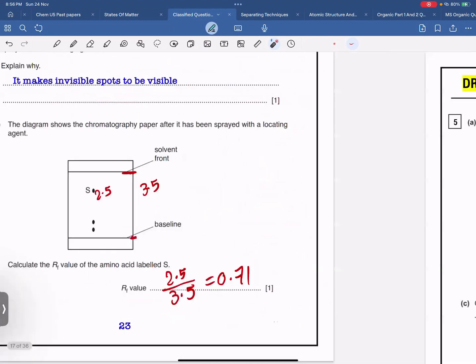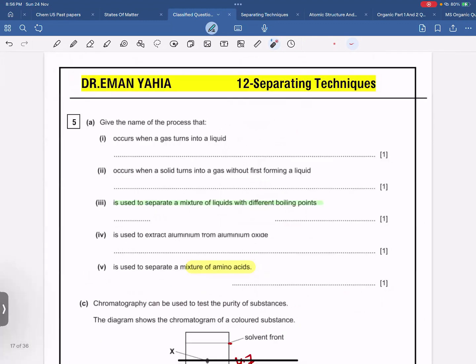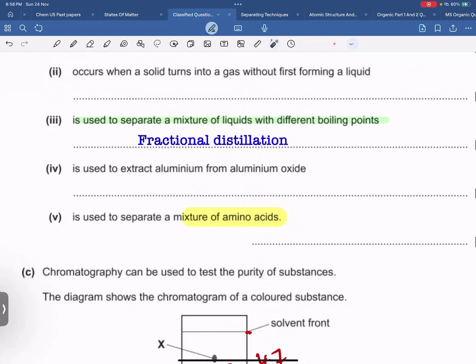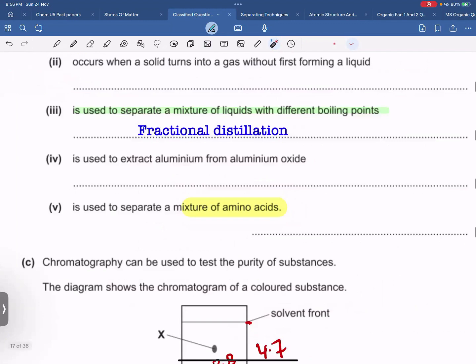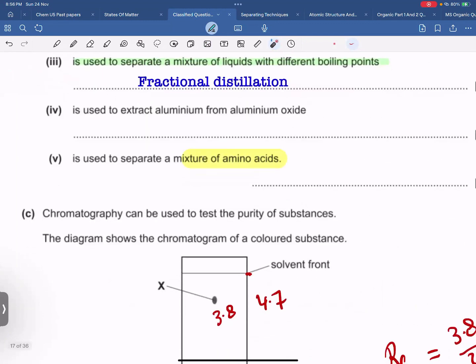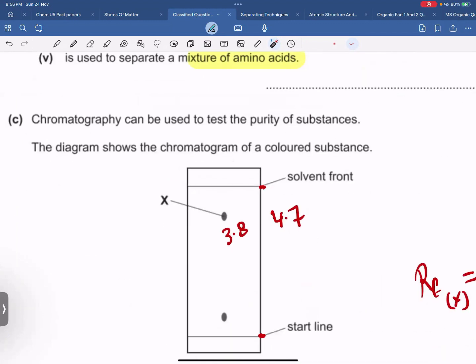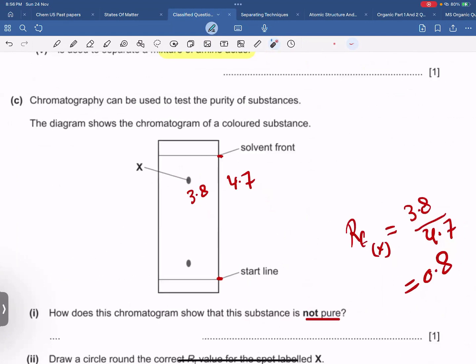Then, what is used to separate a mixture of liquids with different boiling points? Fractional distillation. What is used to separate a mixture of amino acids? Keywords for chromatography. Then chromatography can be used to test the purity of a substance. Remember, if a substance is pure, only one spot shows in the diagram.